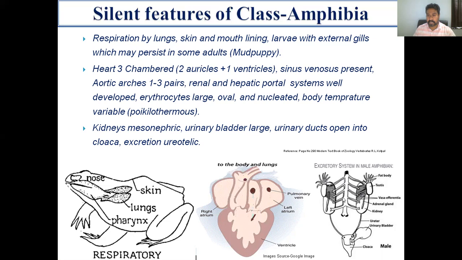Here we can see the excretory system, and the urinary bladder is large, and they open by the help of the ureter. They open to the cloaca. And they are ureotelic, meaning they excrete out urea.